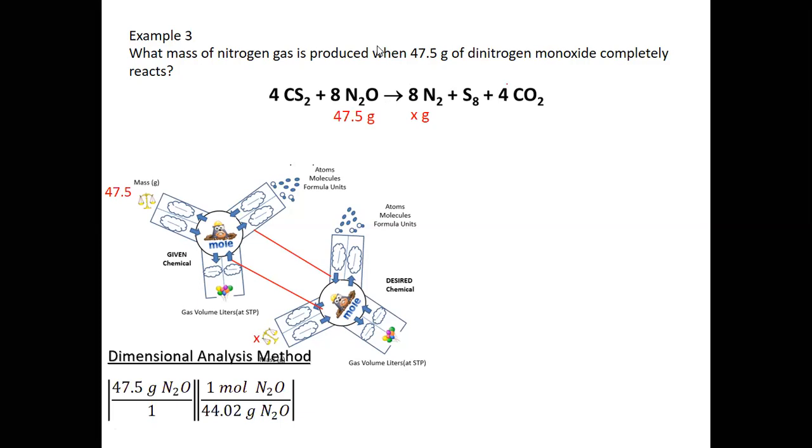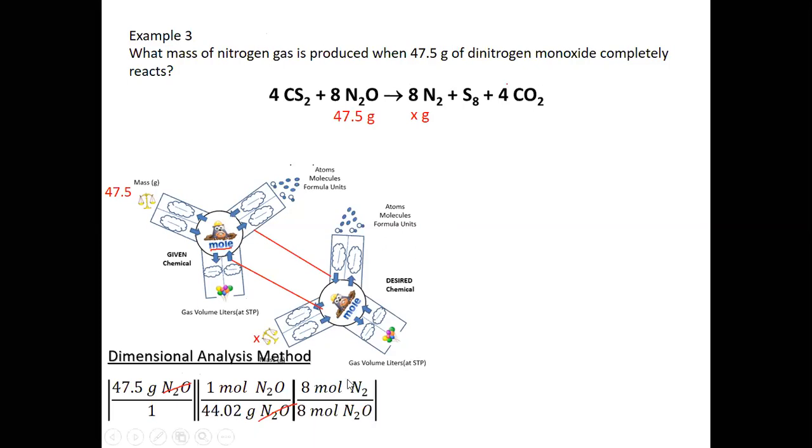So that would lead us to a new position on our little map. That would actually lead us now to knowing this mole quantity. But notice it's still the chemical called dinitrogen monoxide. We really want the chemical known as nitrogen. So in order to jump from dinitrogen monoxide to nitrogen, we have to relate what we call the mole ratios. So we'll go to the balanced equation and we'll find the mole ratios.